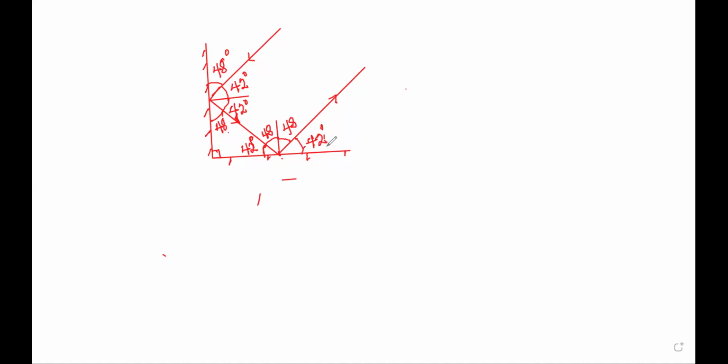So the question asks that we are to determine the angle of deviation with respect to the second mirror. Ideally, this ray here is supposed to just go straight, but because of the mirror, it did not. So how do we determine this whole angle?